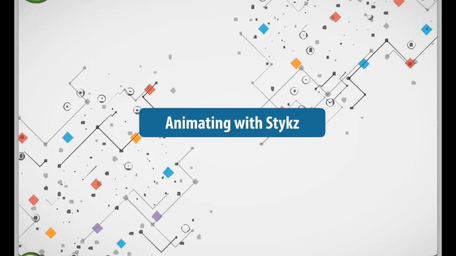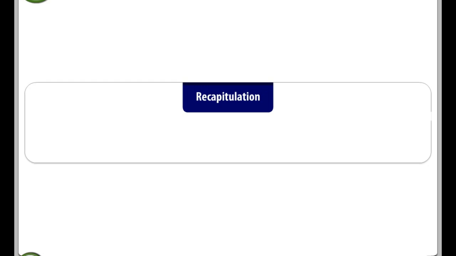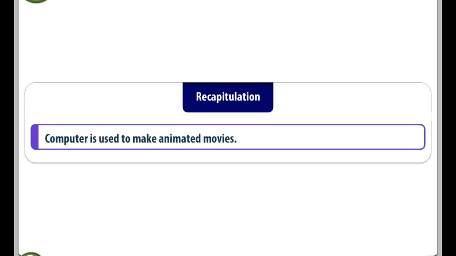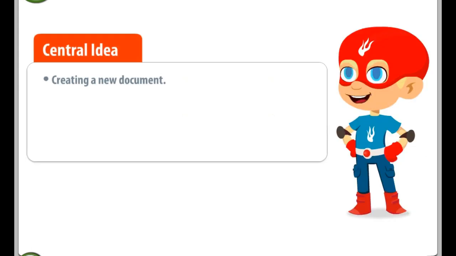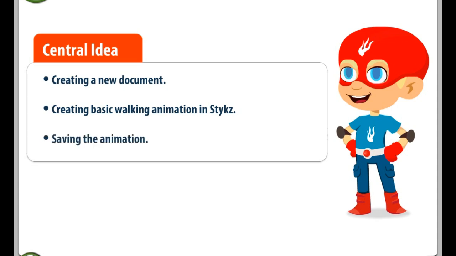Animating with Stykz. Recapitulation. Computer is used to make animated movies. Central idea. Creating a new document. Creating basic walking animation in Stykz. Saving the animation.